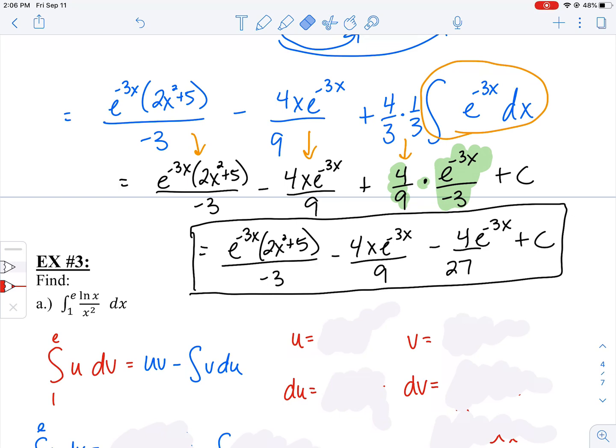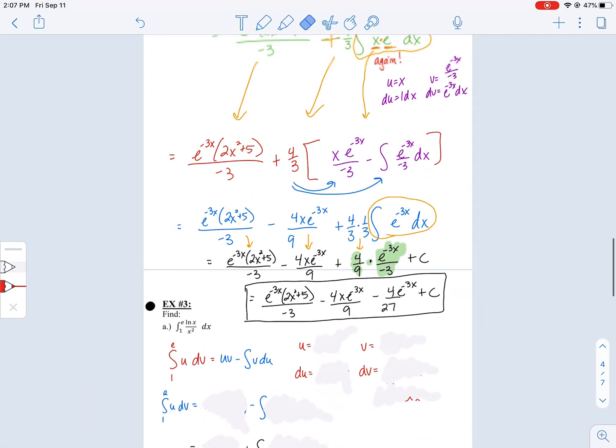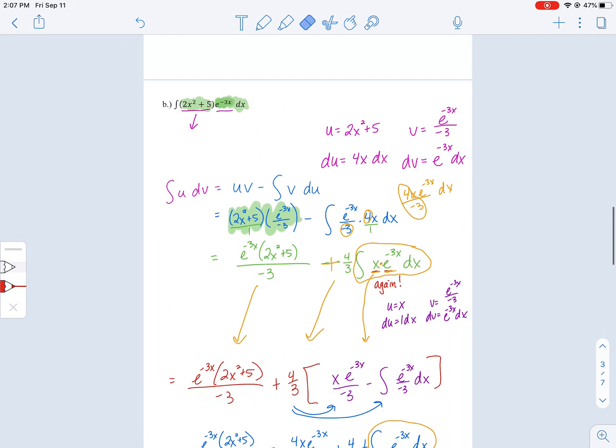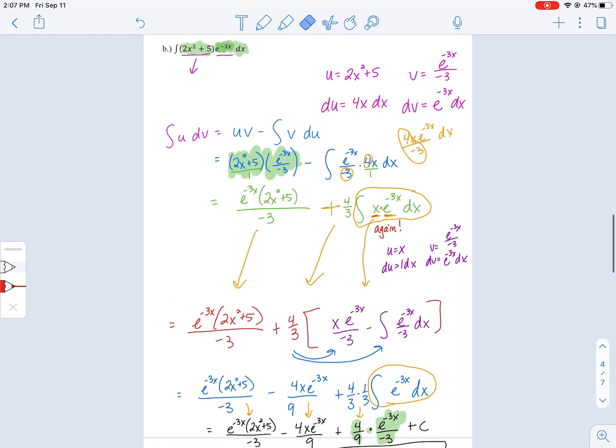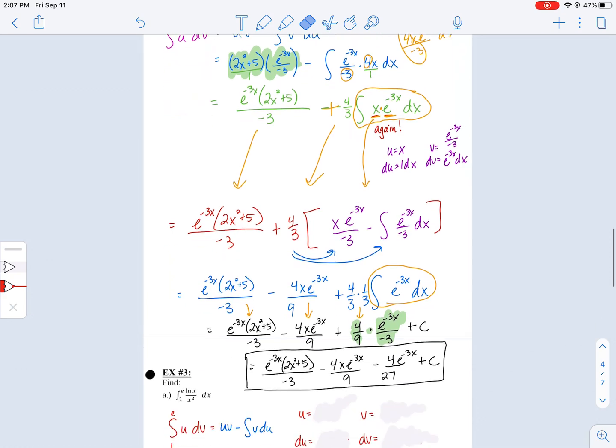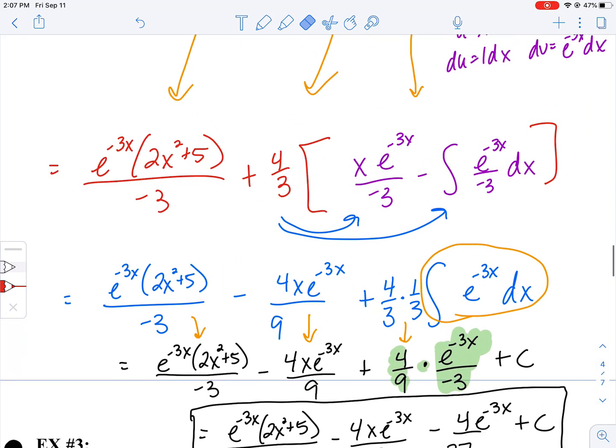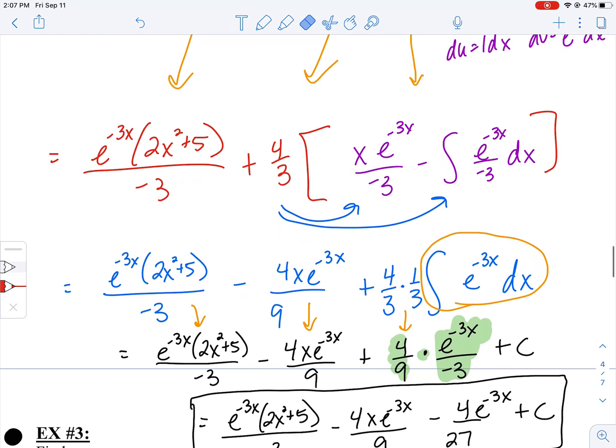Be careful with all your positive and negative signs. Be careful with distributing that 4/3 through to everything. That was kind of an ugly problem, or a good problem, depending on what you think of that, but 2 different integration by parts in one problem. So you might see that throughout, depending on what that last integral ends up being. If it ends up being another product rule, well, then that means you're going to have to do integration by parts twice. Practice that one.